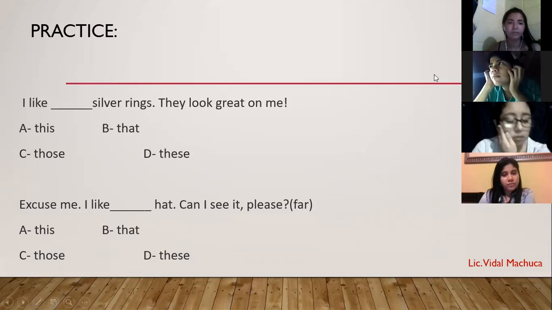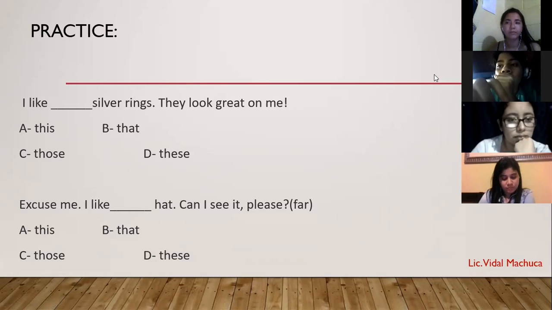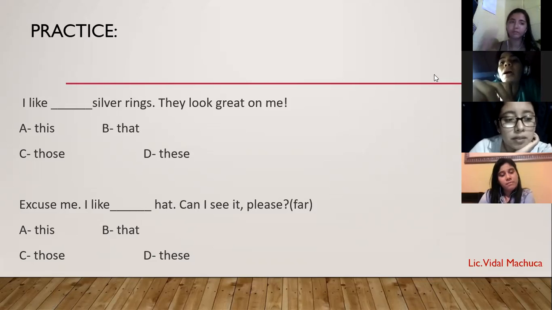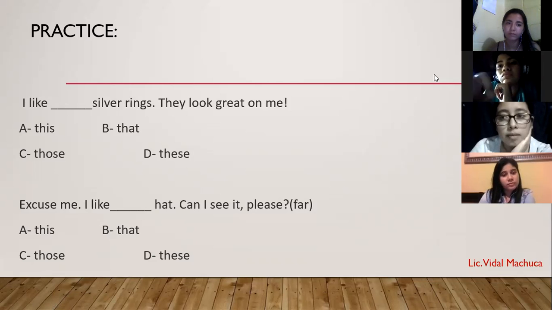Aquí quiero que me ayude Xochitl en esta y en la próxima me ayuda Brenda, por favor. I like these silver rings. They look great on me. I like these silver rings. They look great on me. Aunque no le puse near, pero they look great on me. Quiere decir que se los está midiendo, ¿verdad? Yes, silver ring, es un anillo de plata.